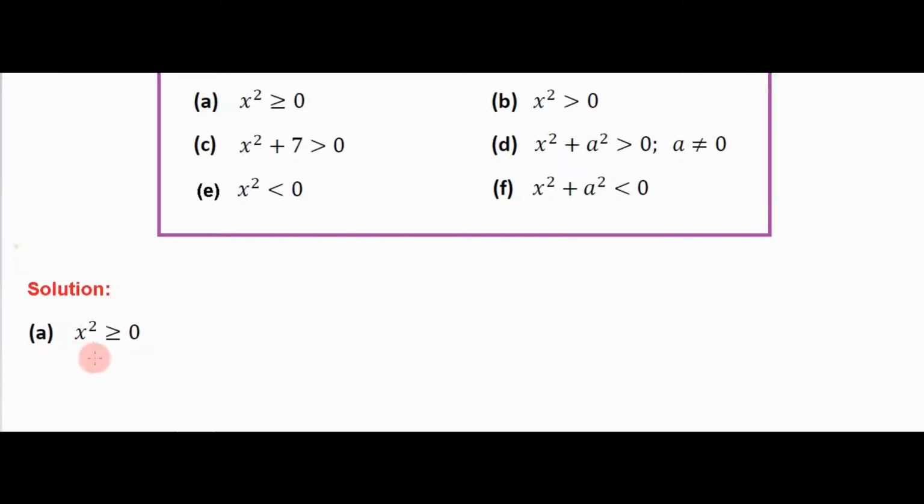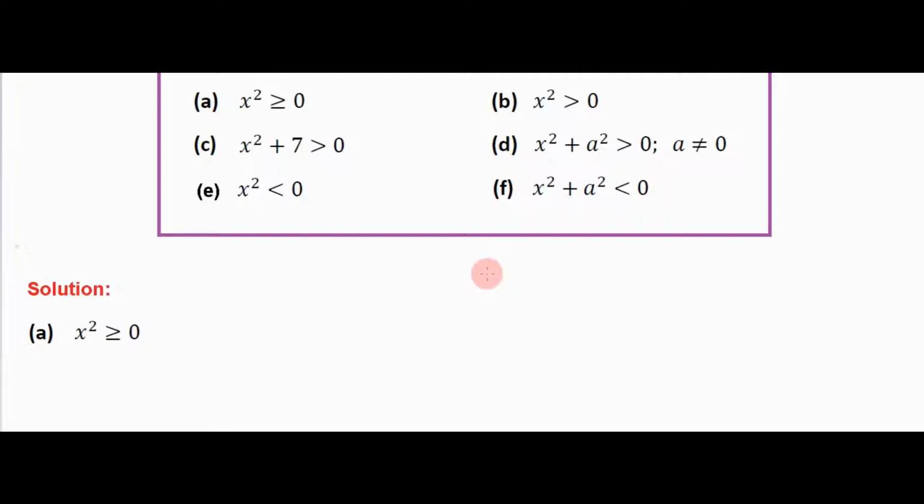We have to solve for x, and we are told that x squared must be greater than or equal to 0. So we are looking for x values such that when we square them, we get an answer that's either positive or equal to 0. So either positive, in other words, greater than 0, or equal to 0.